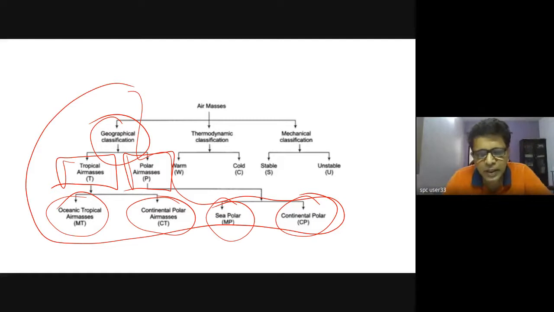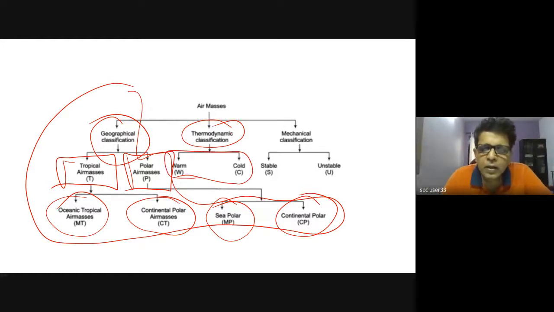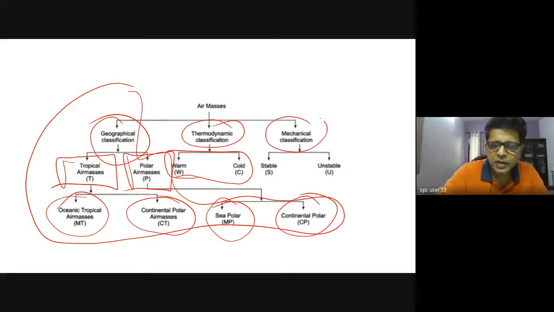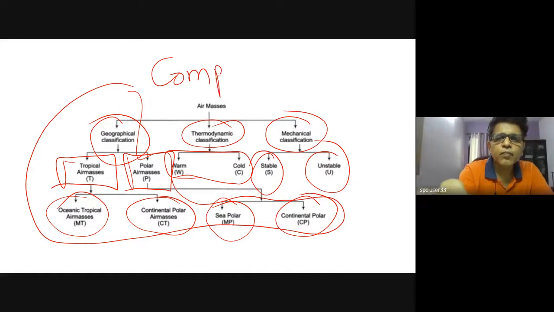geographical classification. Then comes the thermodynamic classification, wherein I've just said that whether a particular air mass is cold or warm, that decides the characteristic. And then, when the cold and warm come together, obviously there is going to be some mechanics involved. It would either go stable or it would go unstable. So a mechanical classification divides it into two, that's stable and unstable. And eventually it was found out that though these were initially classified separately, all of them could be put together, and that was called a composite classification.